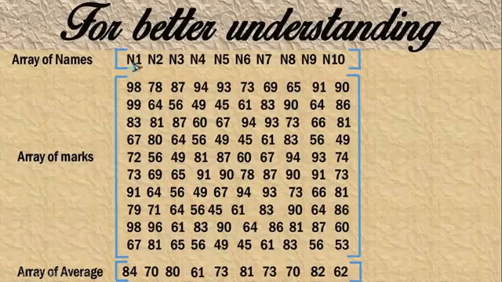See here, the first array is having only a single row, so this is called a single dimensional array. Here I have 10 rows and 10 columns. This is called a double dimensional array. Again, to store average, I have a single dimensional array. This is just to visualize how array values are stored in the array.